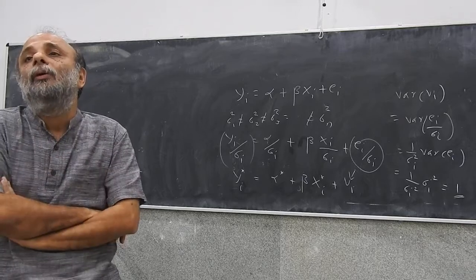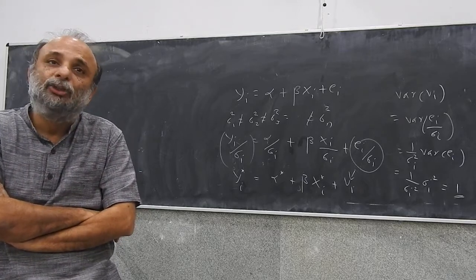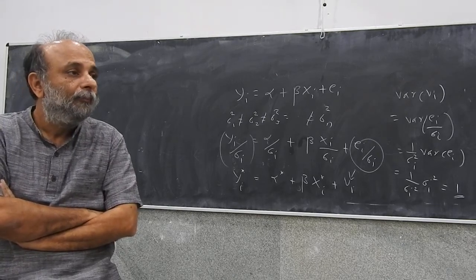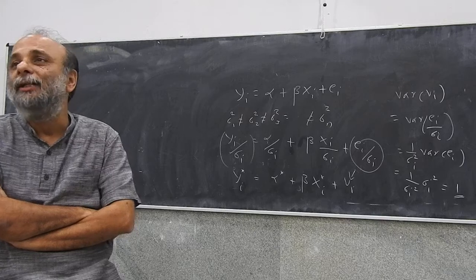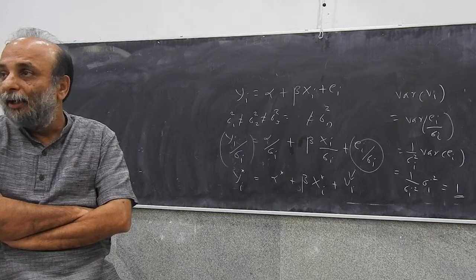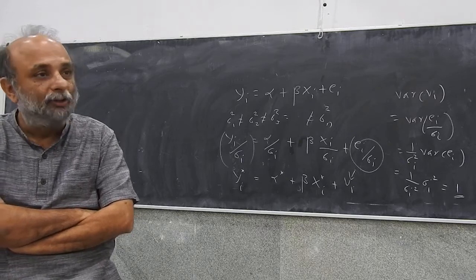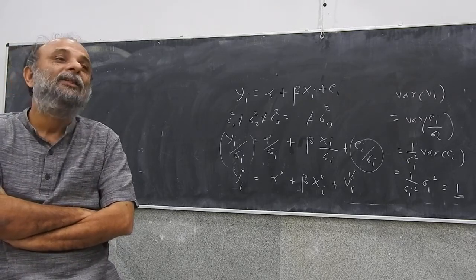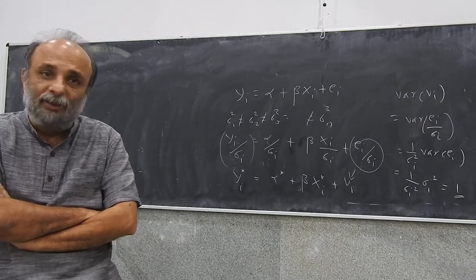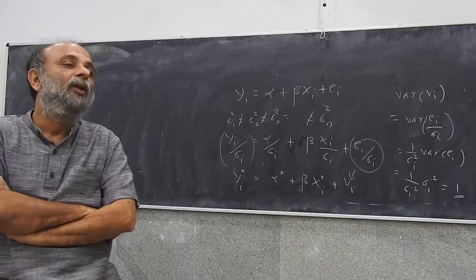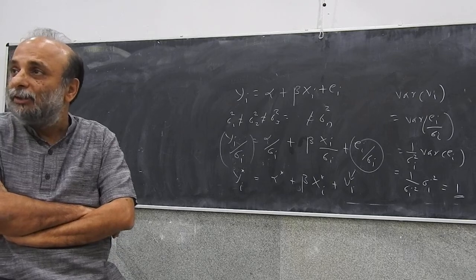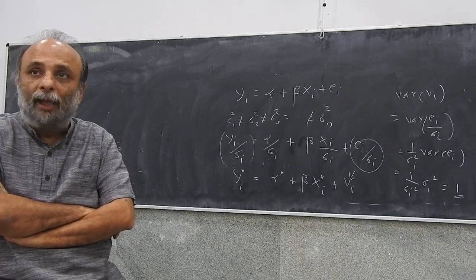Now, suppose you want to estimate the variance of a population from a sample. What would you do? Suppose you have a sample of size n, x1, x2, x3, x4, up to xn, and you want to estimate the population variance sigma square from this. What is the estimator for the sample? The sample variance. So what will be the formula for the sample variance if you have n observations? Summation xi minus x bar square upon n minus 1.